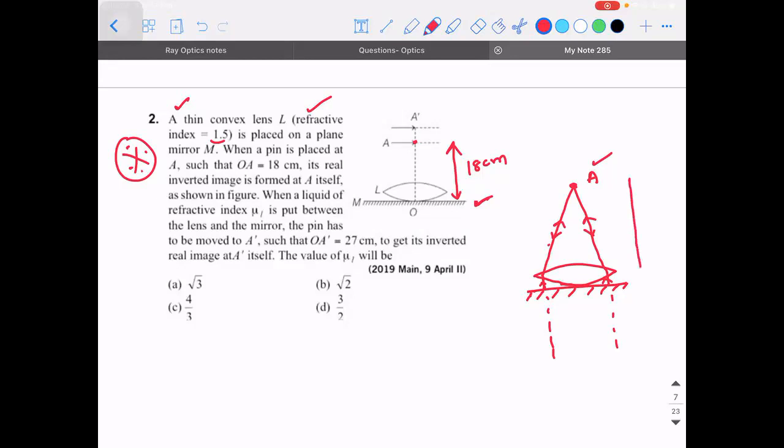Focus. In this question, the point you need to be careful about is that many of them make the same mistake. They take 18 is equal to 2F. No, 18 is equal to F. Did you guys understand what I told? I'm repeating it again. Listen.